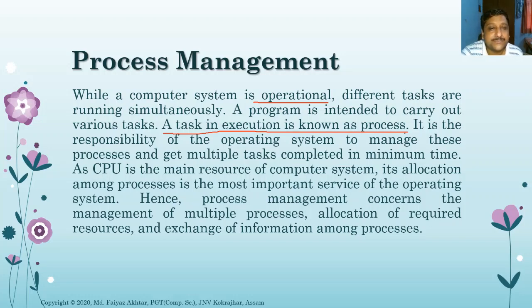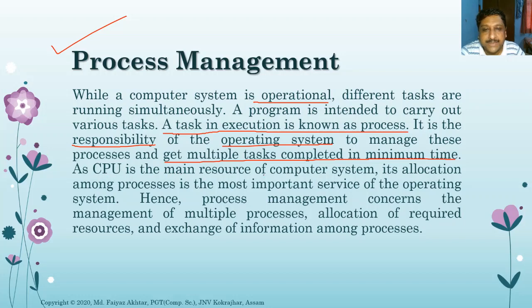Suppose in a single task we are selecting some text and making that text bold by clicking the bold button of Microsoft Word. This is a process. Making it italic is another process. Making it underlined is another process. So the task in execution is known as a process. The task which is being done at the time is the process. The operating system manages the processes very well. It is the responsibility of the operating system to manage these processes and get multiple tasks completed within minimum time.